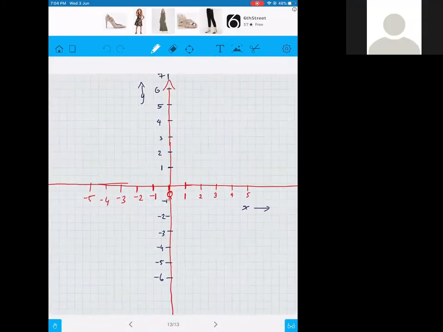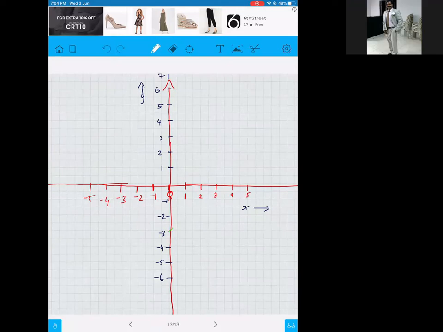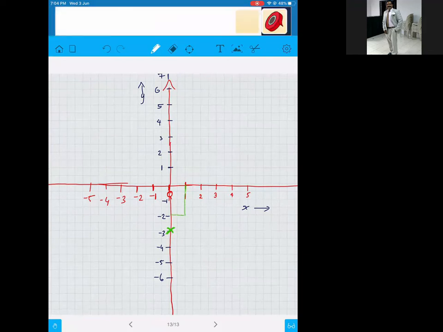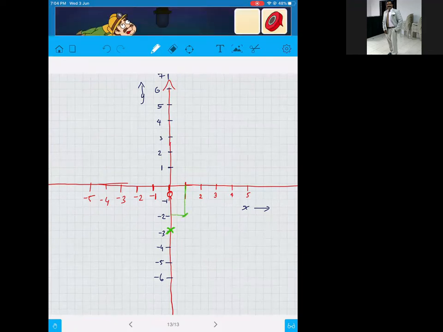So when x is equal to 0, what is the corresponding y coordinate, please? -3. Very good, -3. So that means at x = 0, y is -3. So this is our first point. Mark with a cross. So this is one point. When x is equal to 1, what is the corresponding y coordinate? -2. So we have to plot that point. So this is 1 and this is -2. So this is our next point.